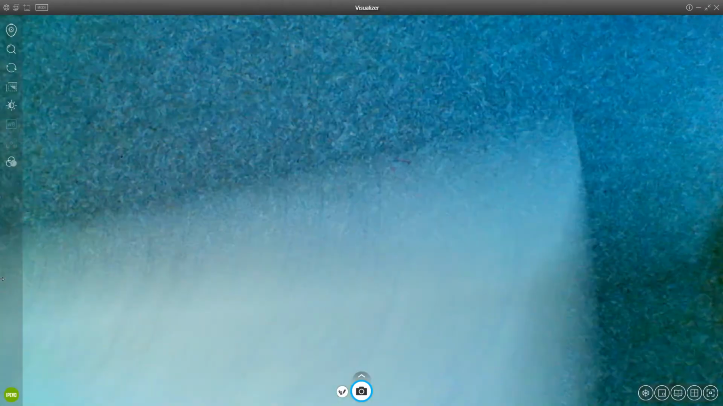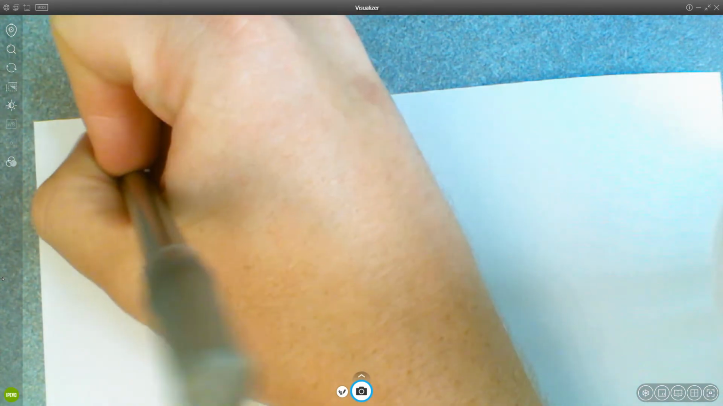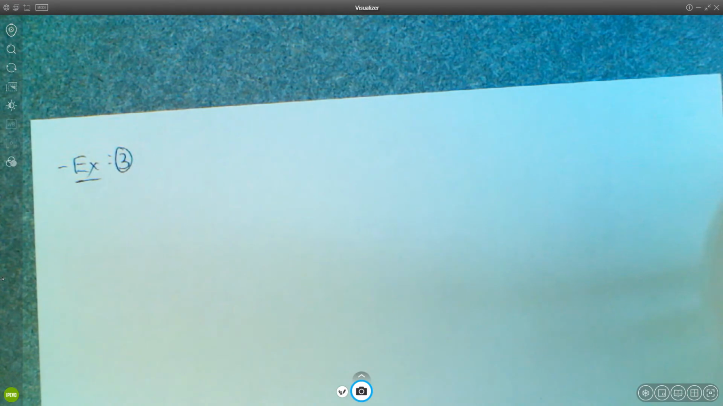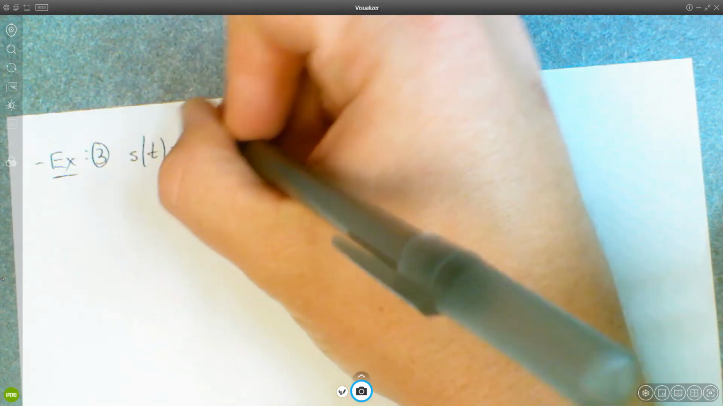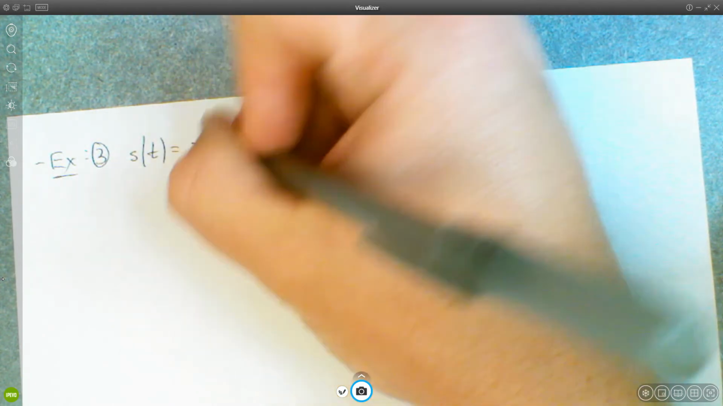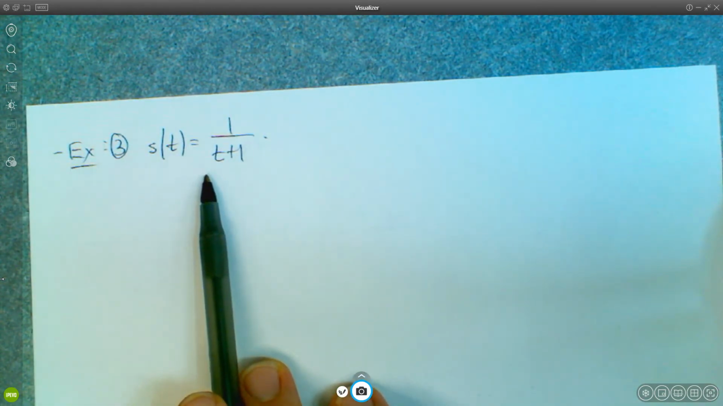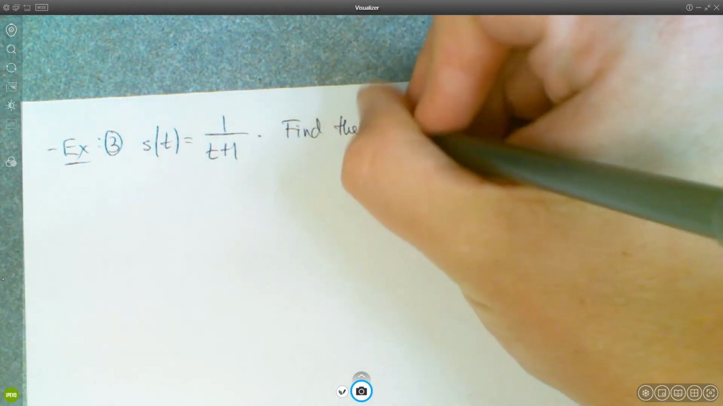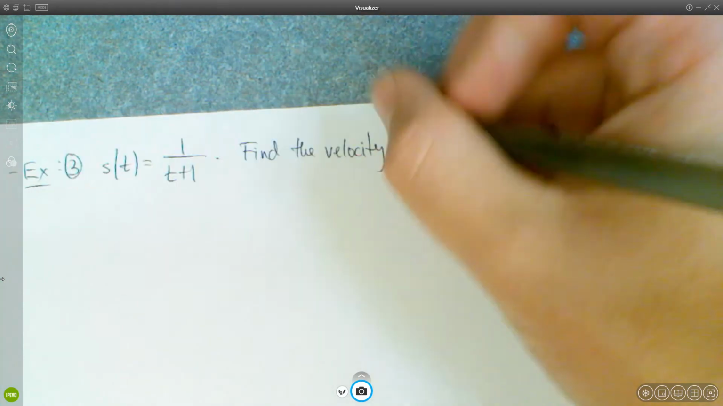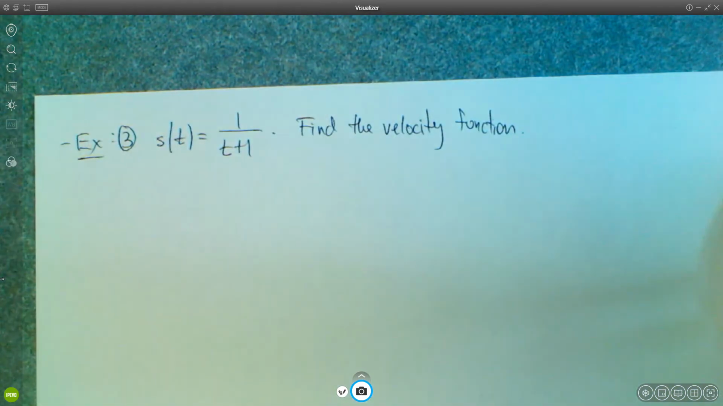Here's another example. Suppose that the position function of a particle is s of t equals 1 over t plus 1. Suppose that this is the position function for some particle moving in some kind of rectilinear motion. Let's find its velocity function.